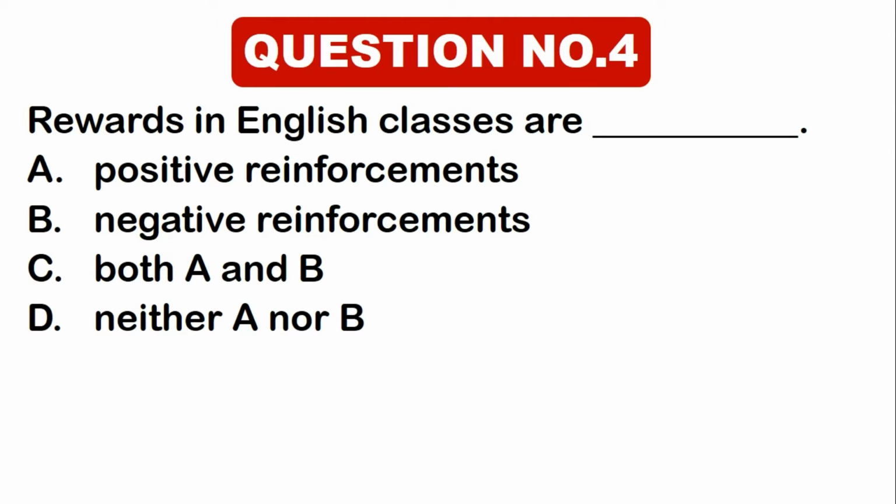Rewards in English classes are: A. Positive reinforcements, B. Negative reinforcements, C. Both A and B, D. Neither A nor B.